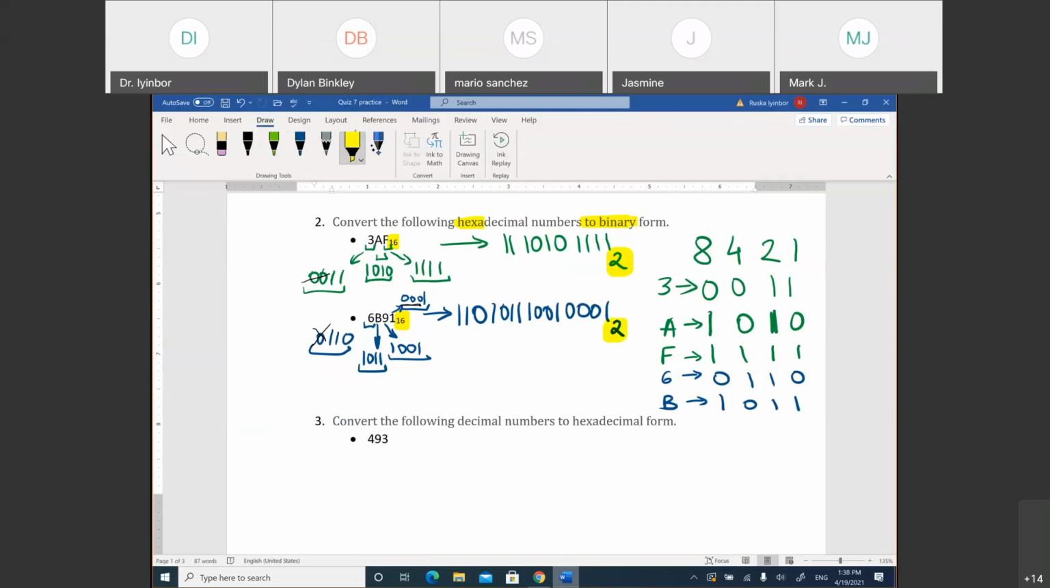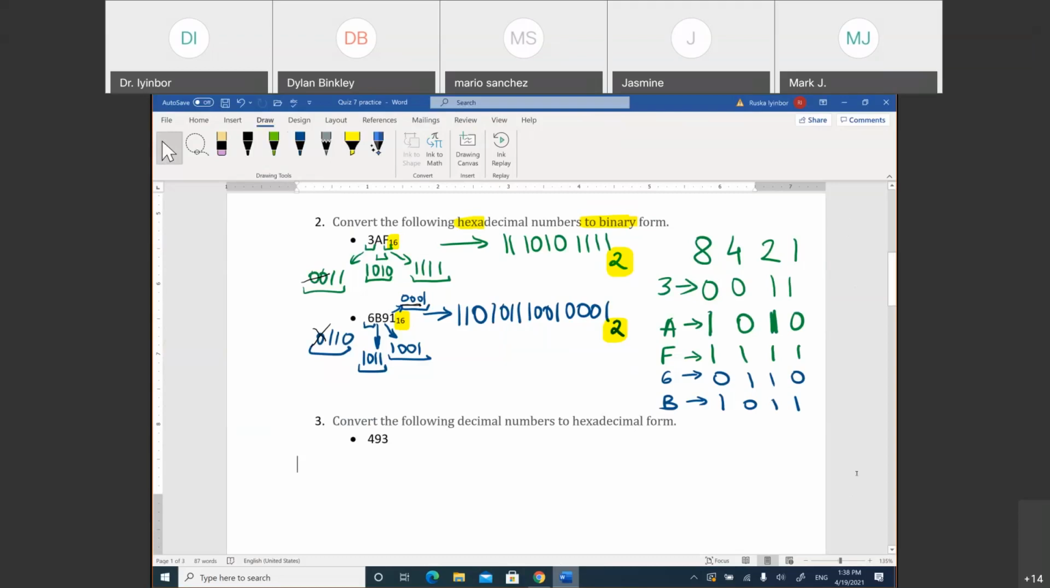Any questions? Somebody is unmuted. If you have questions, let me know. Okay, everybody good with hexa to binary? Okay, I see thumbs up.